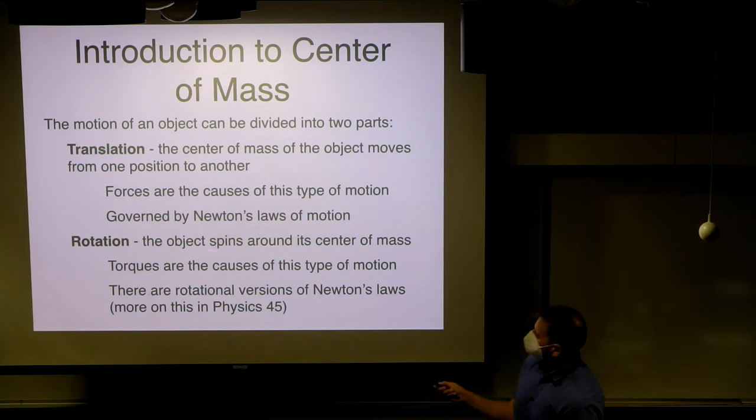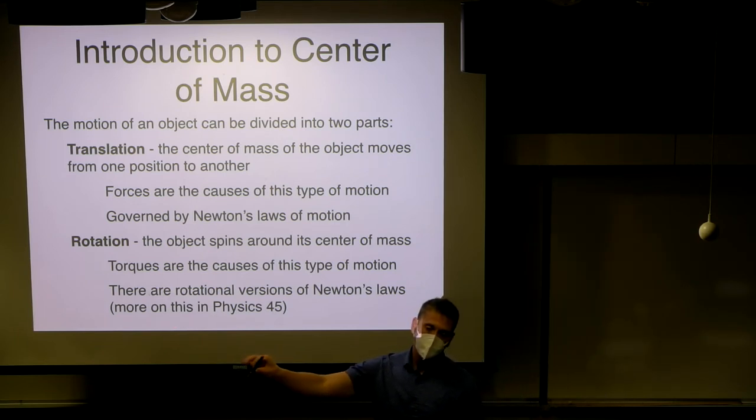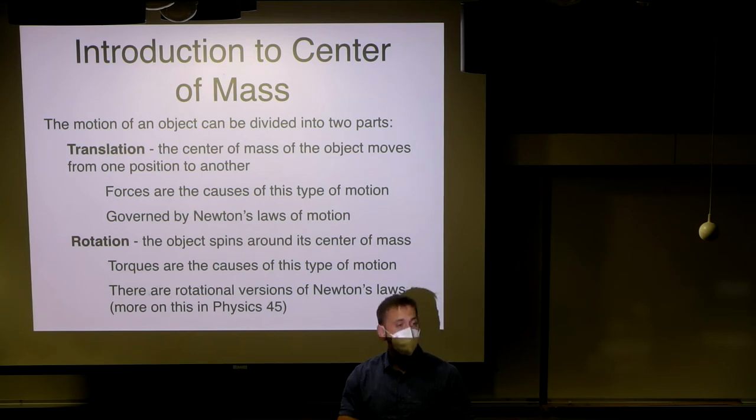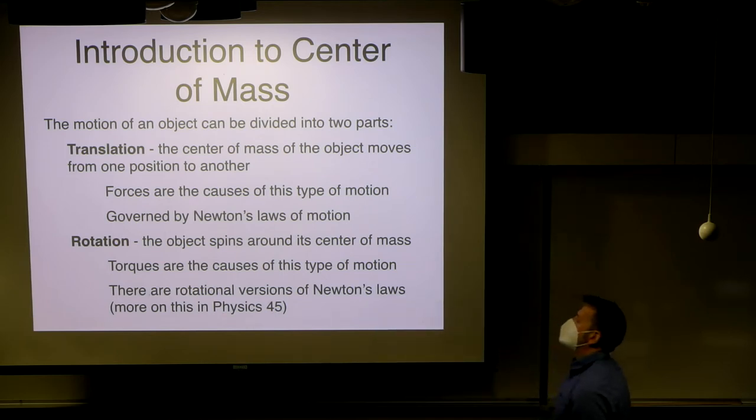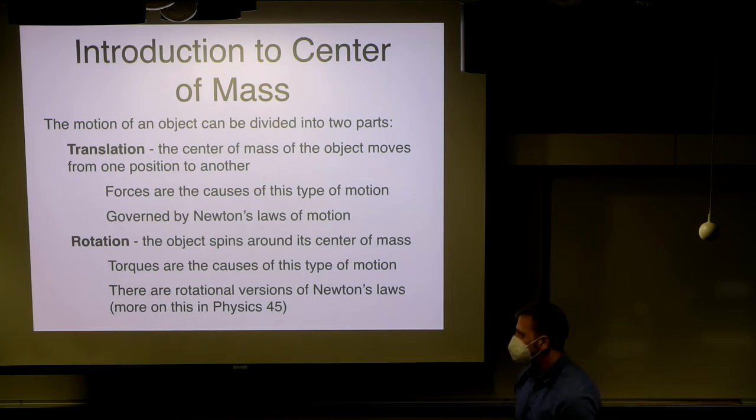On the other hand, we have rotation, which is not that the center of mass is moving, but that the object is actually spinning around its own center of mass, okay? So of course you can have rotation without translation. If you're just spinning in place, you're rotating, but you're not translating, right? So we're not going to get into this in the class. You're going to learn about this in Physics 45, okay?